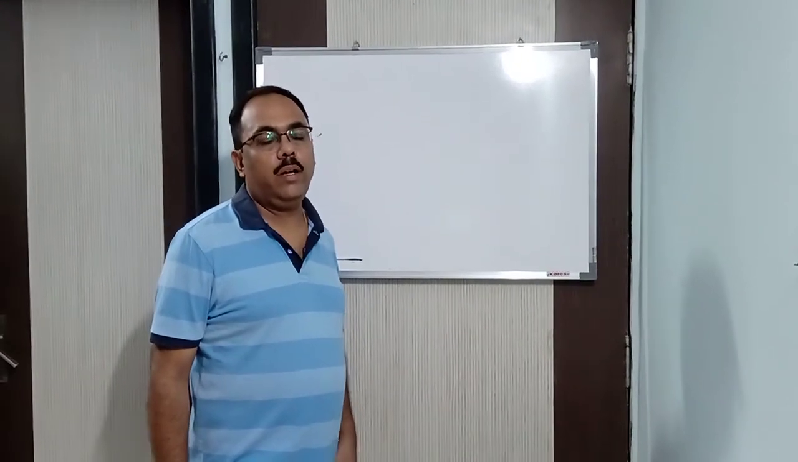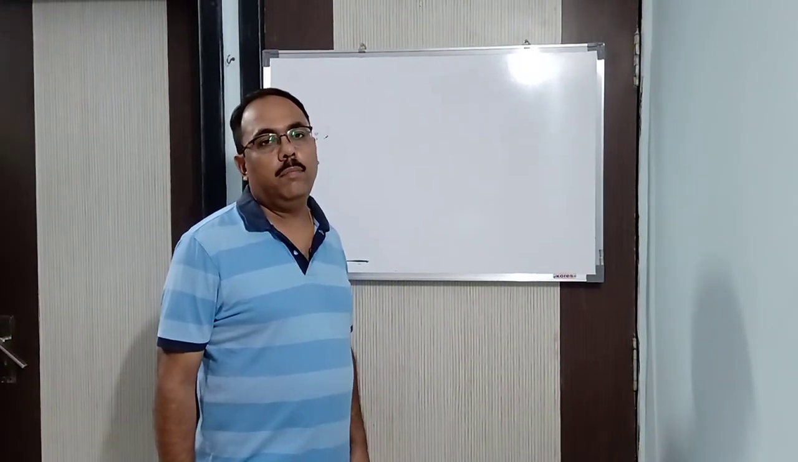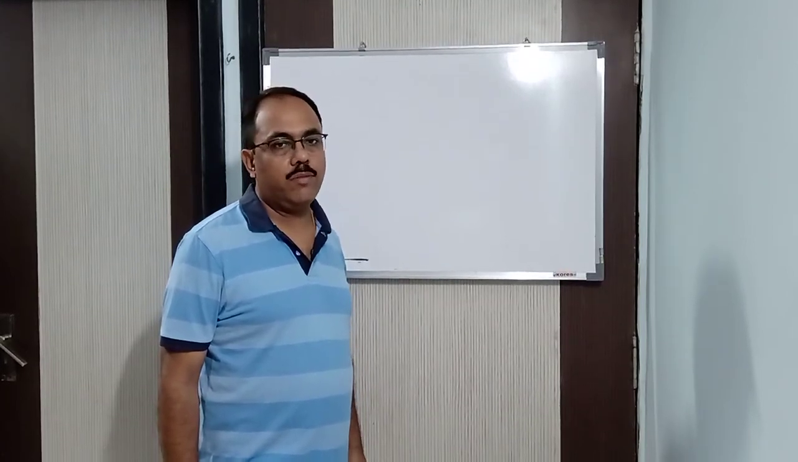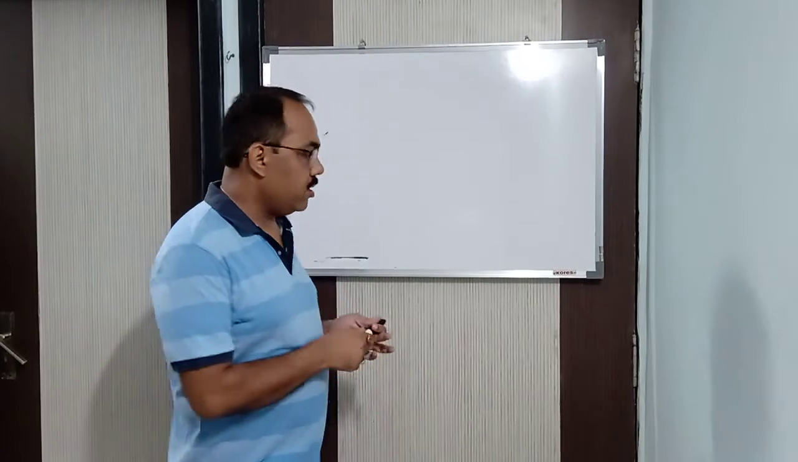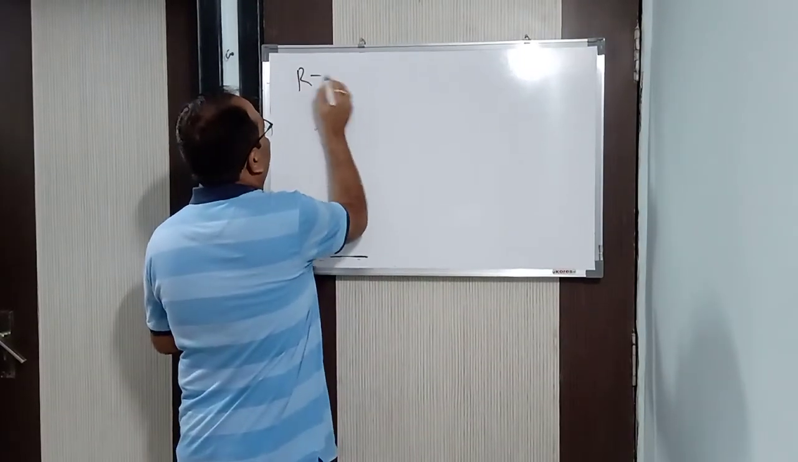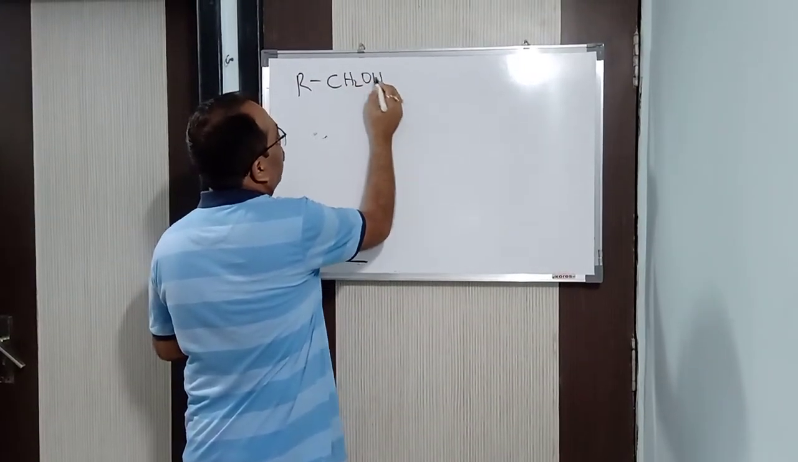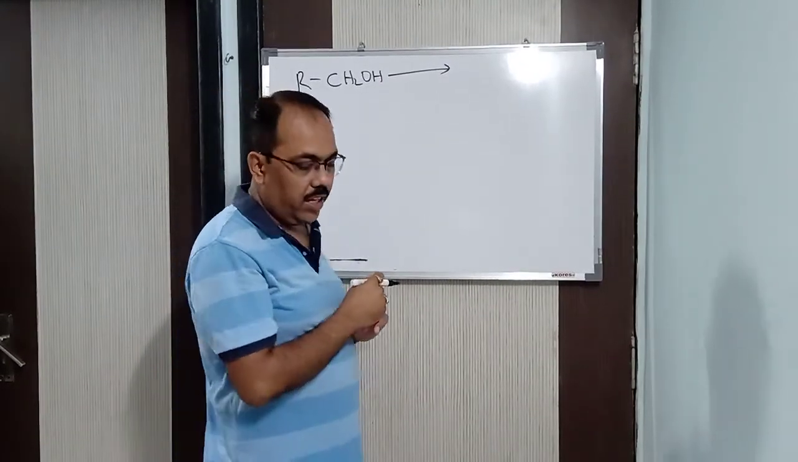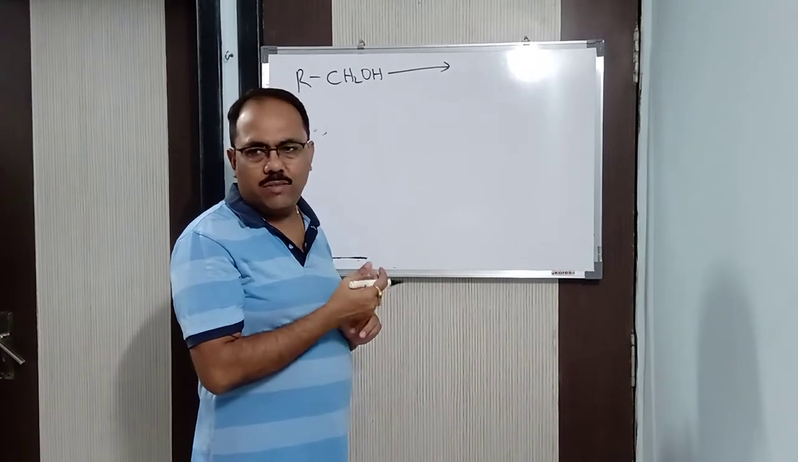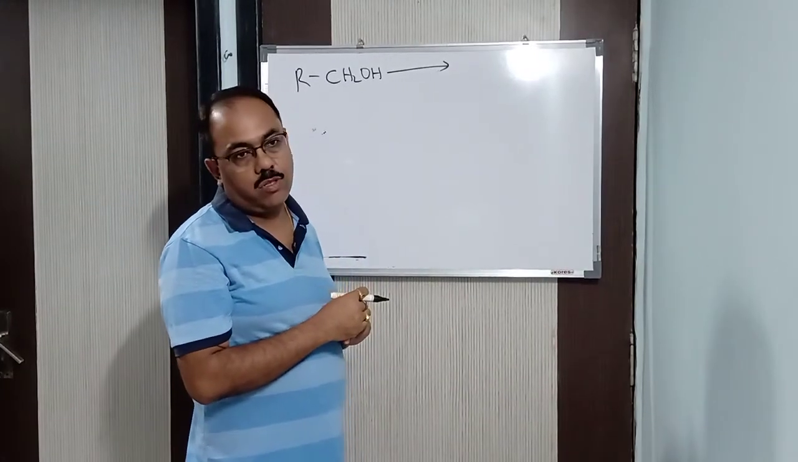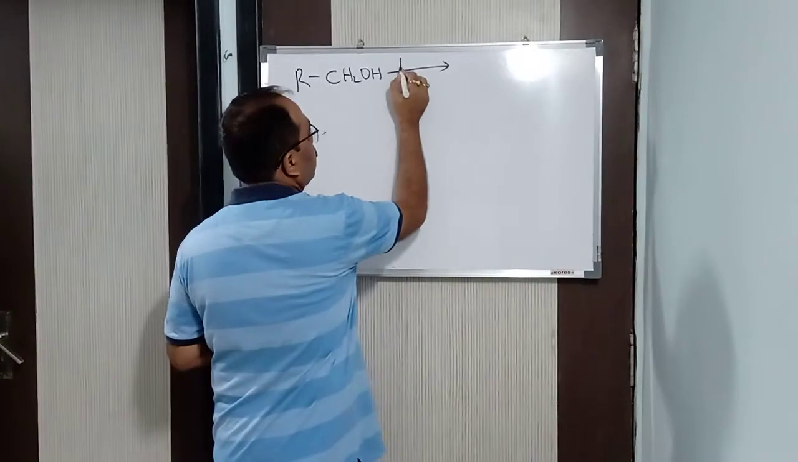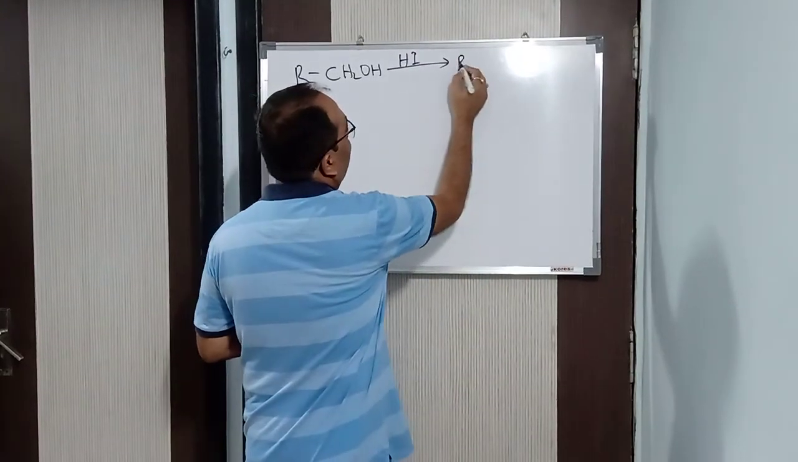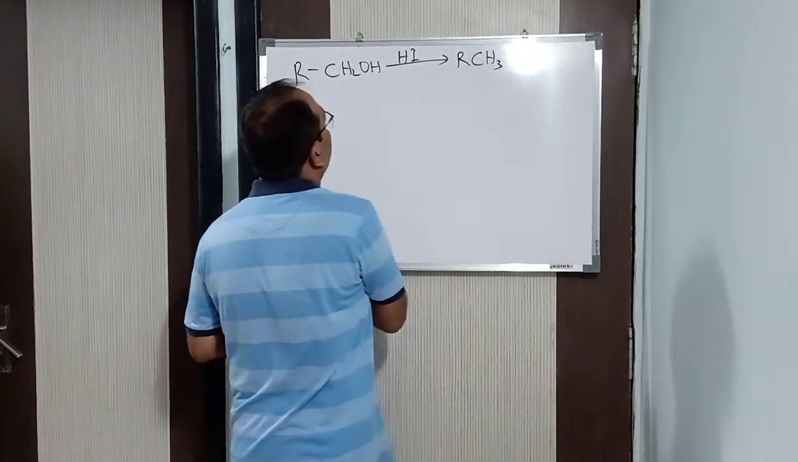Next, we will continue with the properties of alcohol. We are doing it, so we will continue with the properties of alcohol only. In the properties of alcohol, we will see that when RCH2OH, a primary alcohol, undergoes reduction, we have already done reduction, but here we will be using a very strong reducing agent, that is HI. You know what is going to happen? You are going to get nothing but alkanes, RCH3.